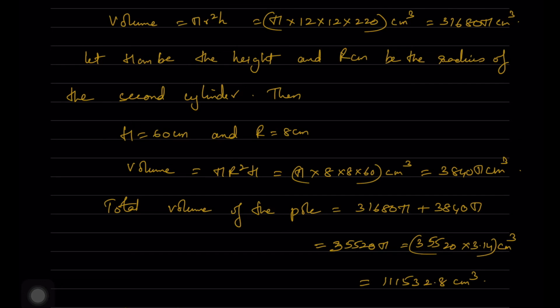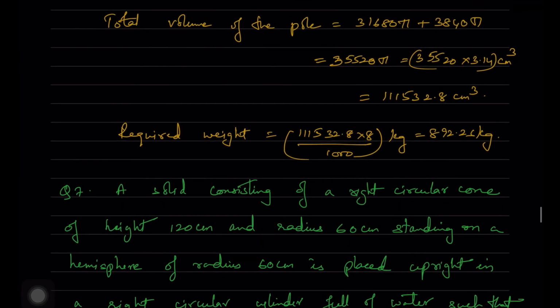We will be substituting the pi value in the last, because it's equal to 3.14. So total volume of the pole is equal to volume of the first cylinder plus volume of the second cylinder, which we found. So we are getting it as 111,532.8 centimeter cube.